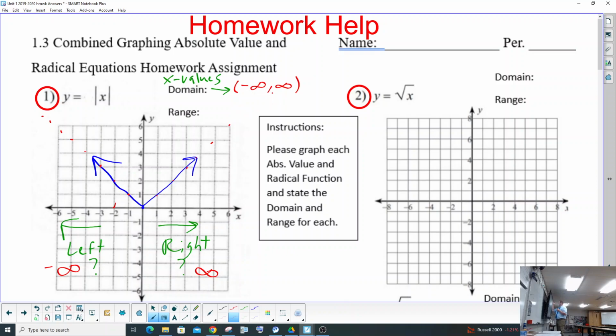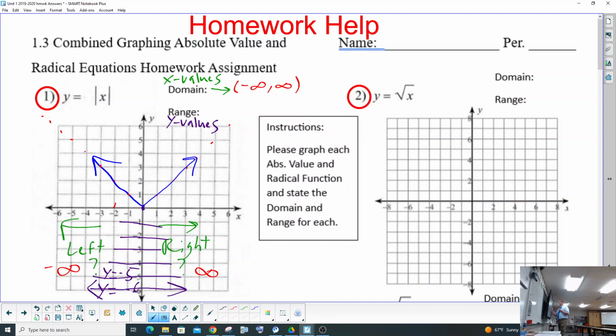Now the range is a whole other animal. We'll go ahead and do purple. The range is going to be the y values, and that actually is a little bit more limited here. When we talk about the range being the y values, we mean like y equals negative 6, y equals negative 5. Is the graph at all on that line or in that area of the y values? Negative 6, what about negative 5? No, I don't see the graph. Negative 4, negative 3, negative 2, negative 1.